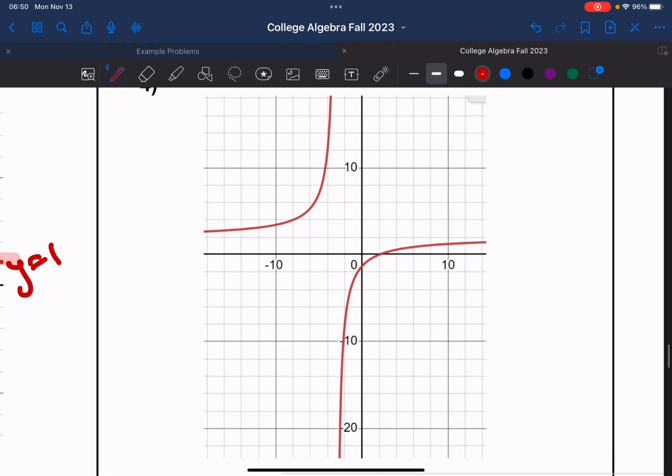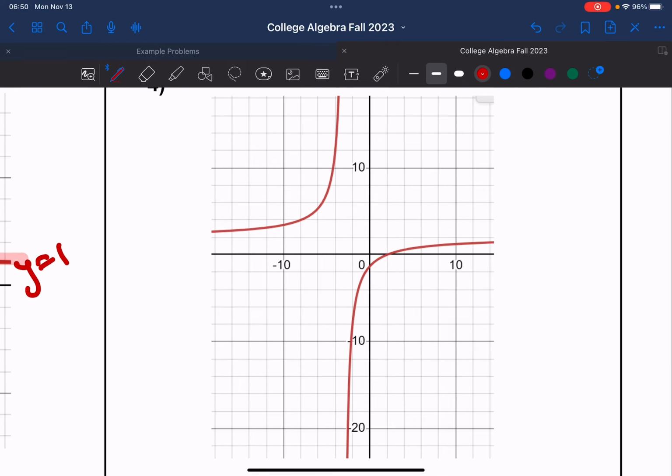Go ahead and take a minute and try this one on your own. Finding the vertical and horizontal asymptote, and remember there's always a possibility that there's more than one.